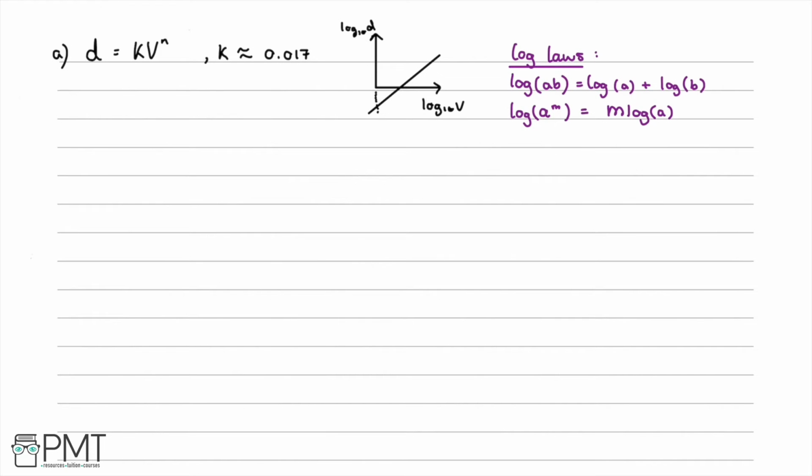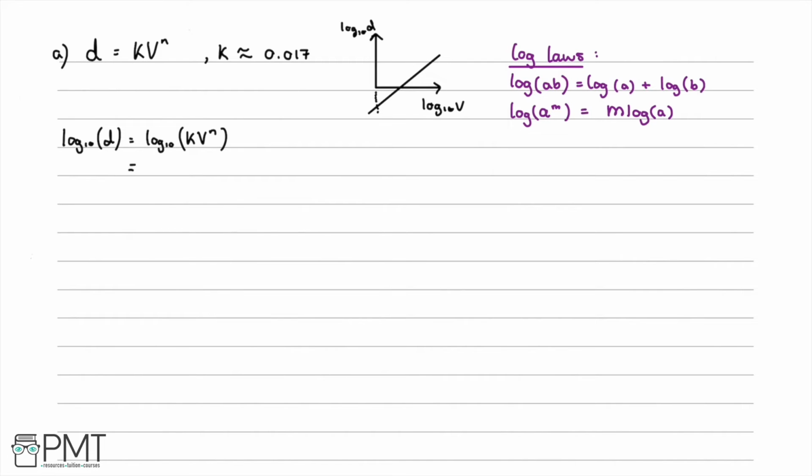So to go from this equation here into a form where we can link it to the figure, which was log base 10 of d against log base 10 of v, we're going to take logs of both sides. So that means we'll have log base 10 of d is going to be equal to log base 10 of kv to the power of n. But we know our log laws, and we can use log law number 1 here, where a is equal to k and b is equal to v to the power of n.